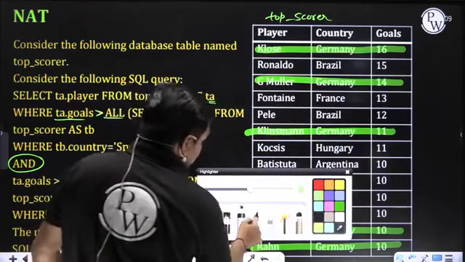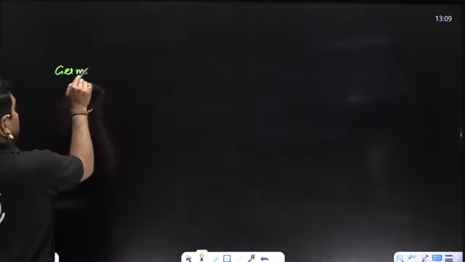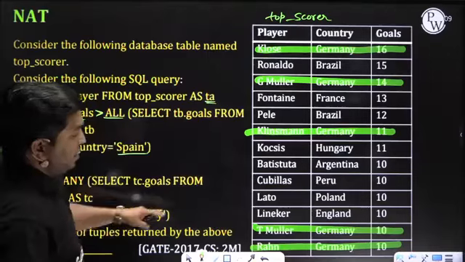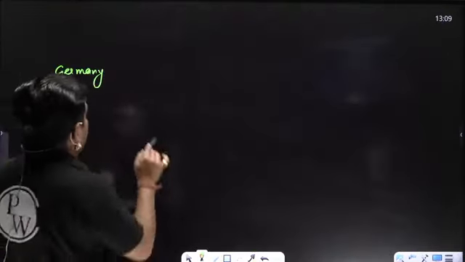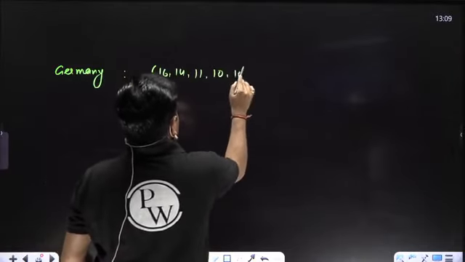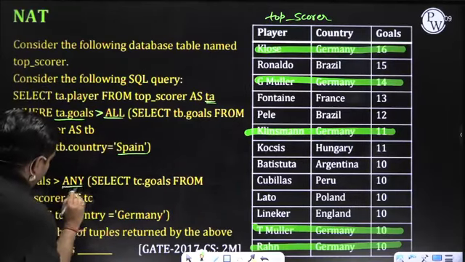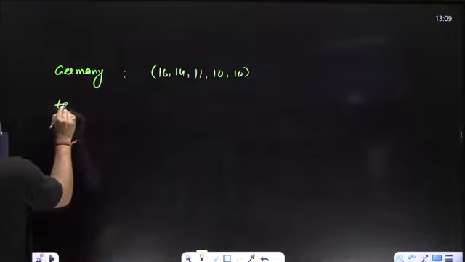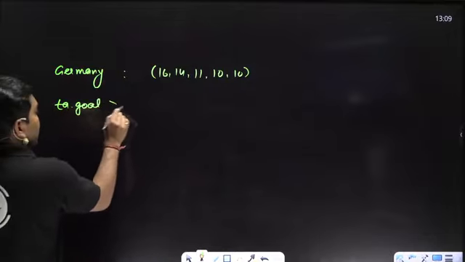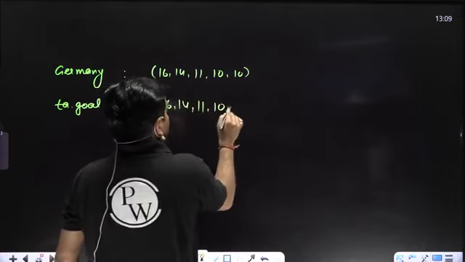What are the Germany goals? My dear student, country equal to Germany, and Germany goals are 16, 14, 11, 10 and 10, my dear. Okay. So here it is mentioned TA.goal greater than any goal: 16, 14, 11, 10 or 10.